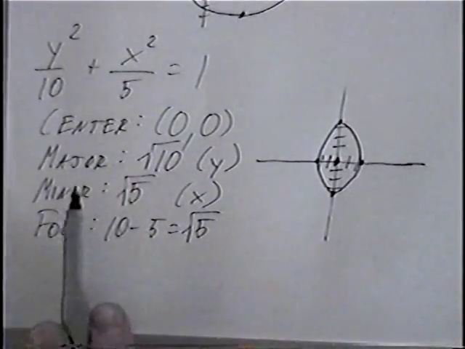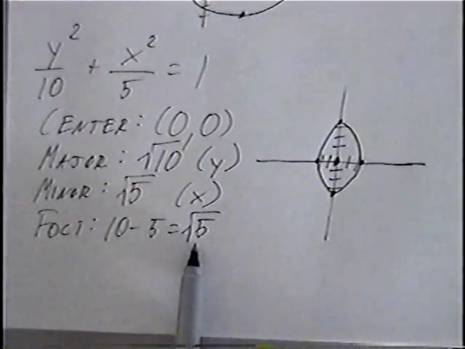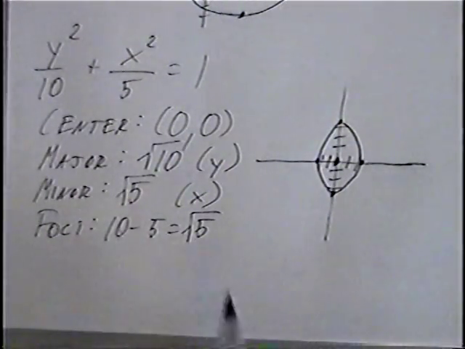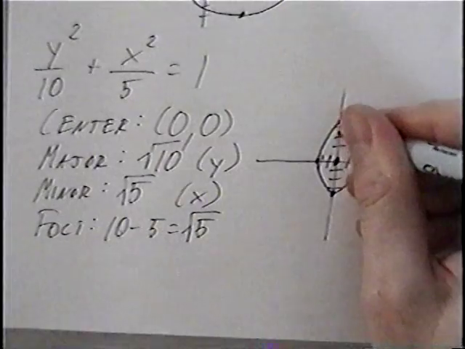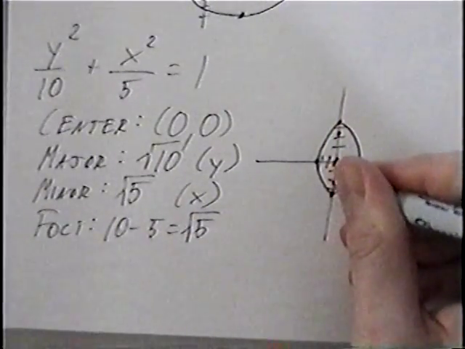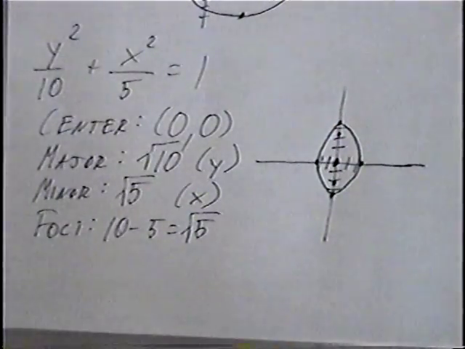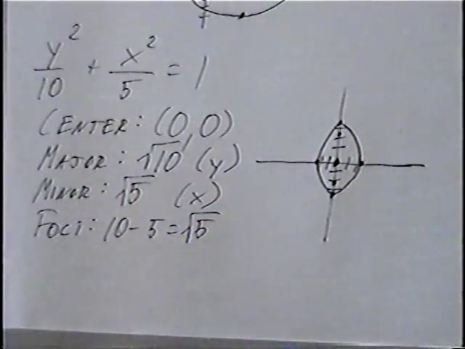The foci again always goes in the major axis direction. So in the y direction, the two foci would be square root of 5, or about 2 spots up, and just over 2 spots down. And that would be the graph for the ellipse.